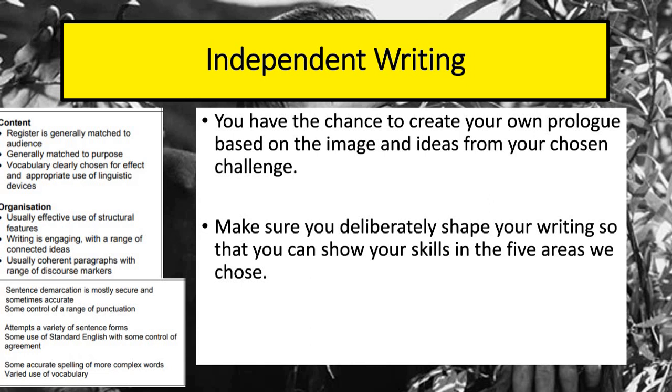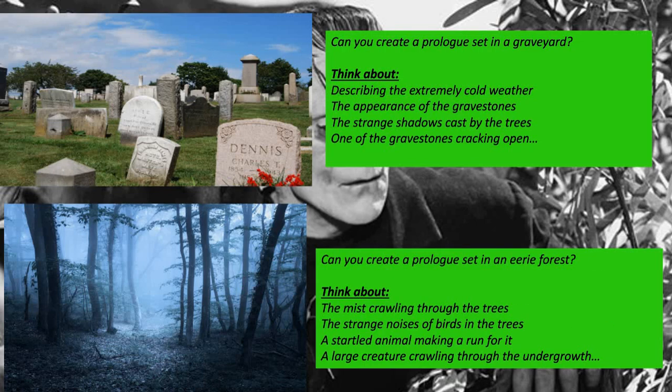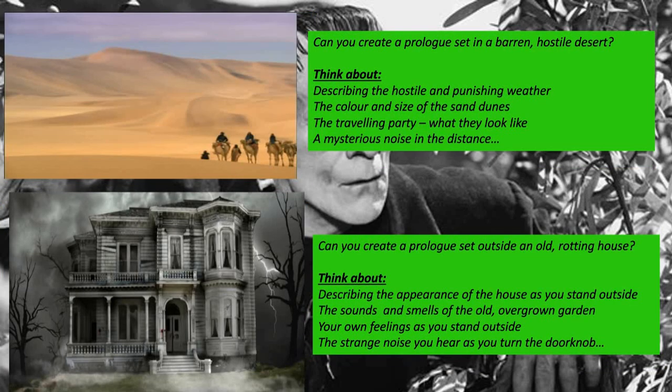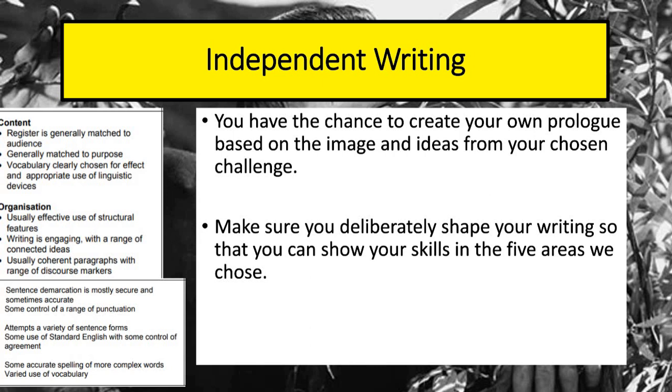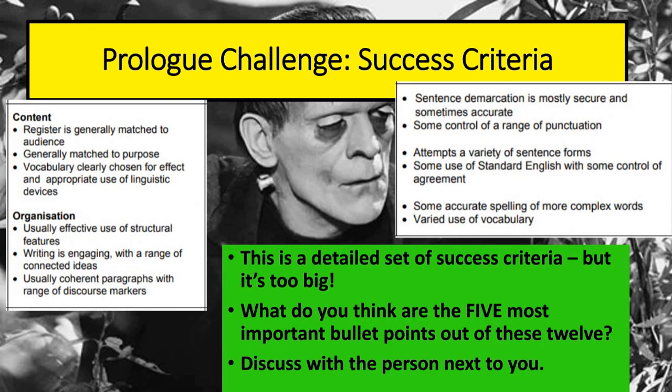So this summarises what I'd like you to do. You have the chance to create your own prologue based on the image and ideas from your chosen challenge. So your chosen challenge will be either the graveyard, the eerie forest, the hostile desert, or the rotting house. And then make sure you deliberately shape your writing so that you can show your skills in the 5 areas that you've chosen in this.